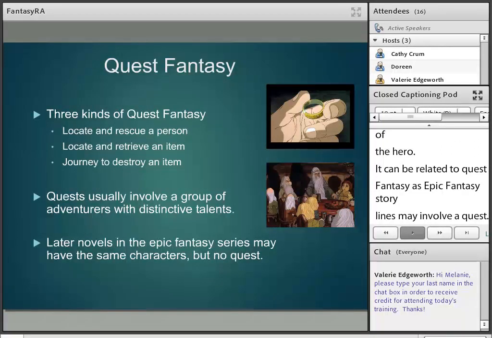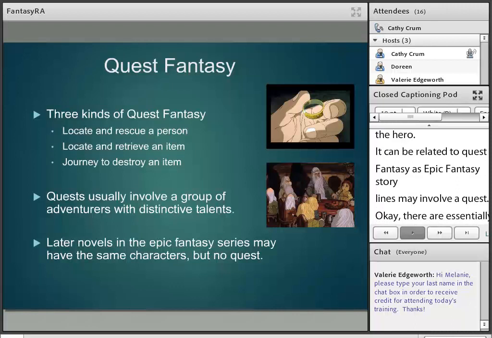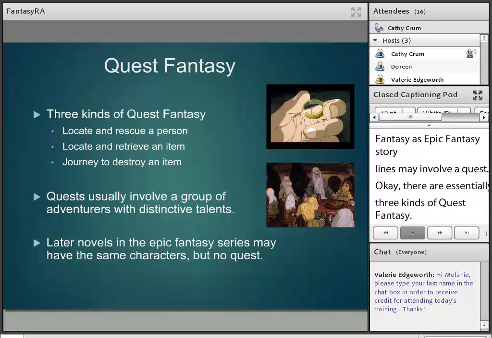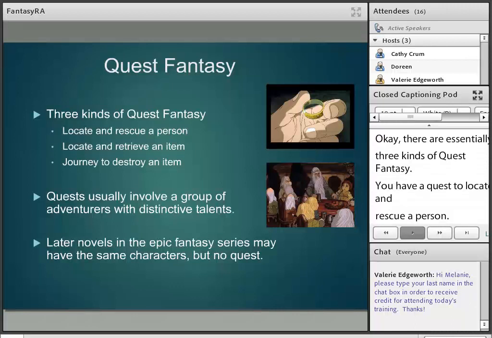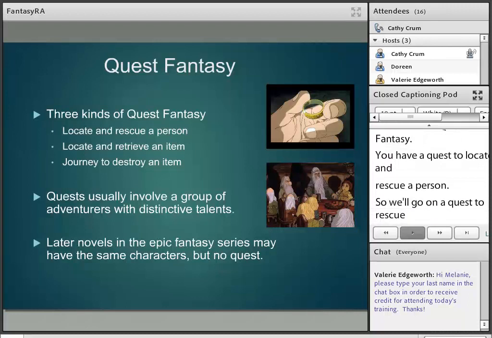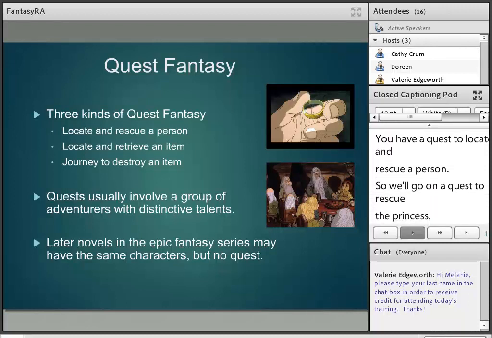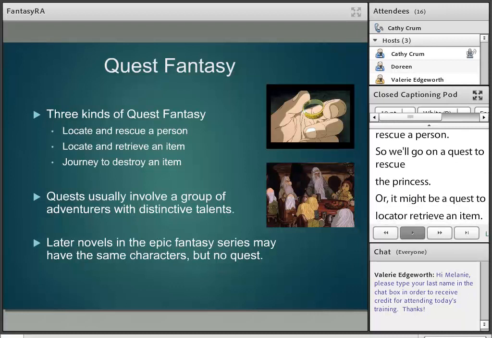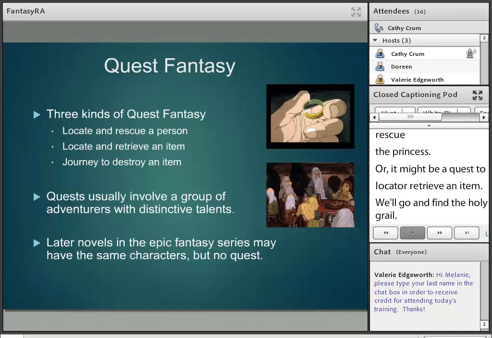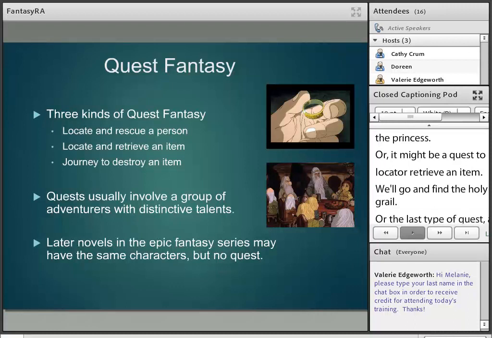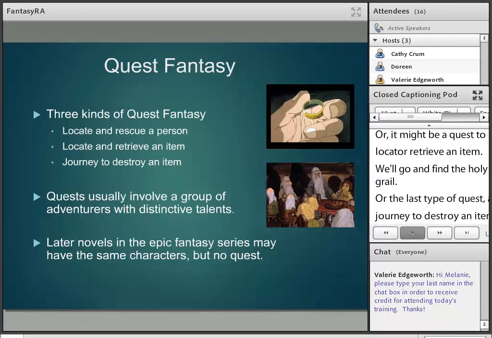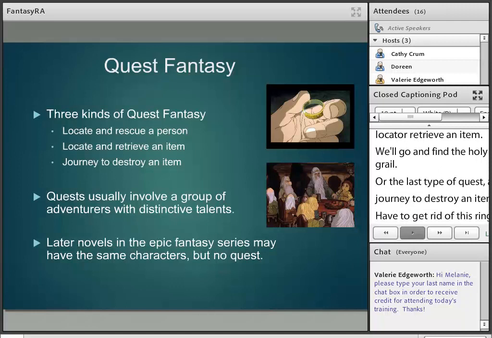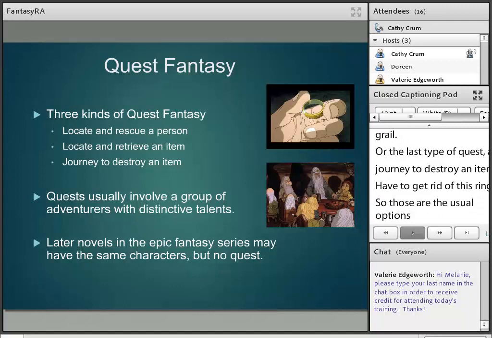Okay, there are essentially three kinds of quest fantasy. You've got a quest to locate and rescue a person. So we're going to go on a quest to rescue the princess. Or it might be a quest to locate or retrieve an item. We're going to go and find the Holy Grail. Or the last type of quest, a journey to destroy an item. We have got to get rid of this ring. So those are your usual options for quest fantasy.